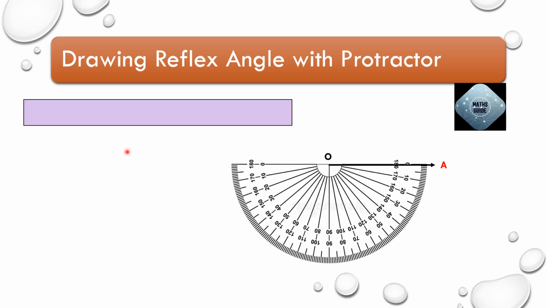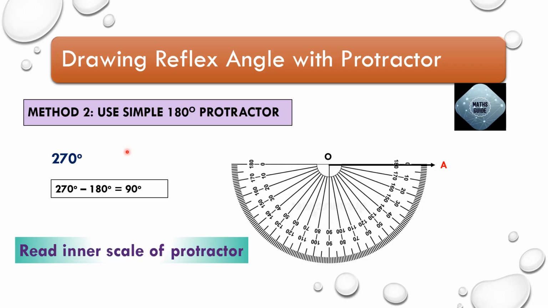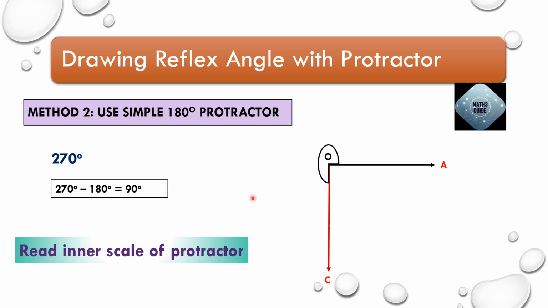If we want to draw an angle of 270 degrees, we have to see how many more degrees we have to add to 180 degrees to make an angle of 270 degrees. For this purpose, we take the difference of 270 degrees and 180 degrees, that is 90 degrees. Using the inner scale, because we have to move forward from 180 degrees, we will count 90 degrees and draw our terminal ray. This angle AOC is our required angle of 270 degrees.